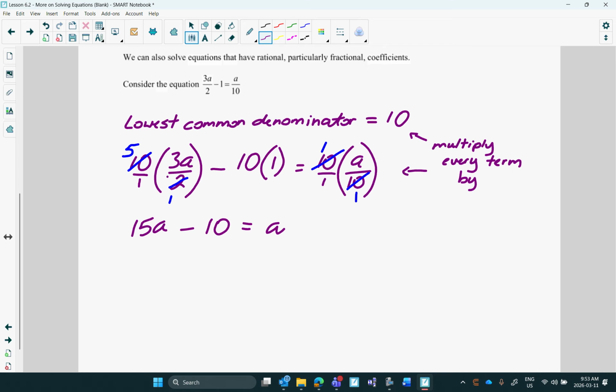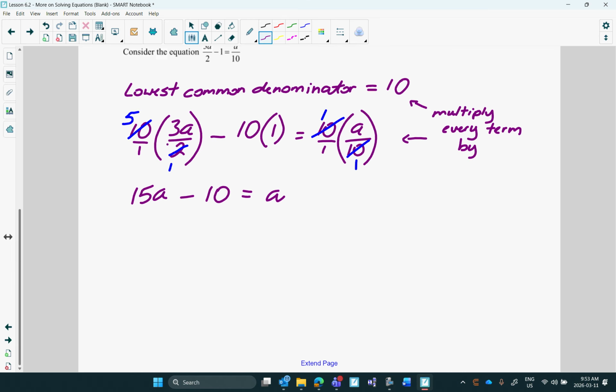Okay. So when you see a fraction in the equation, the first thing we want to do, we don't want to start moving things around yet. We want to get rid of the fractions first. And you do that by multiplying by the lowest common denominator of the fractions. Okay, so this is what we did yesterday.